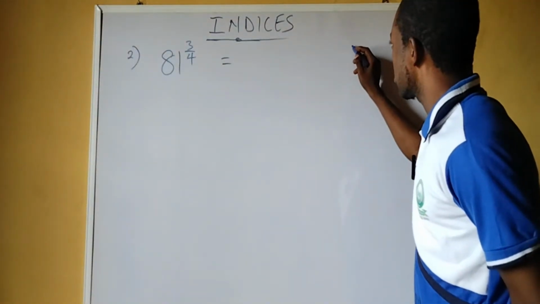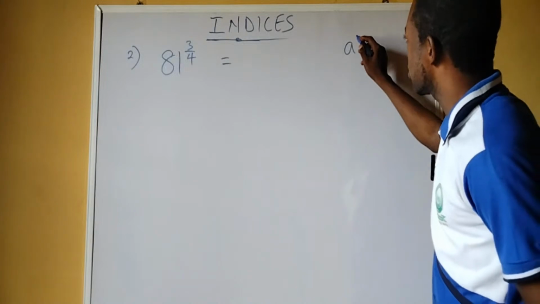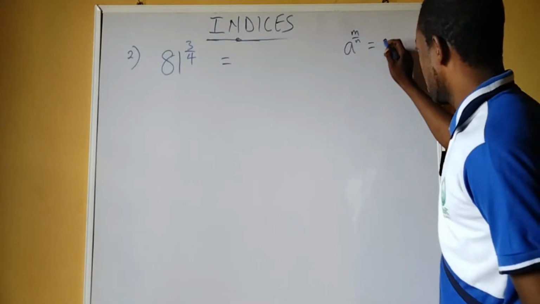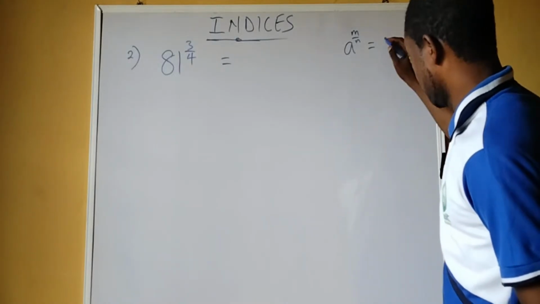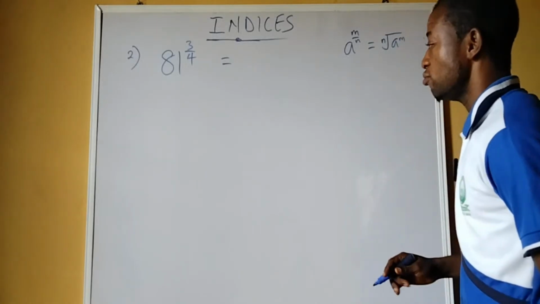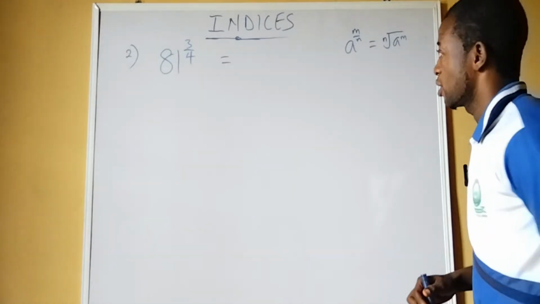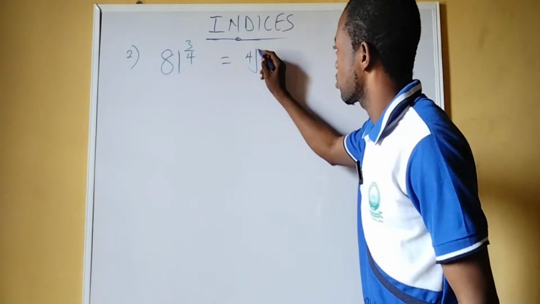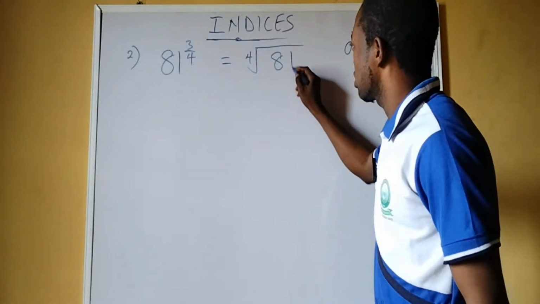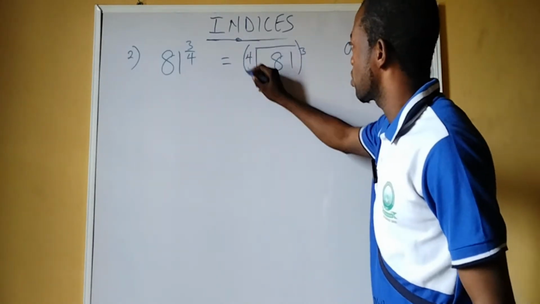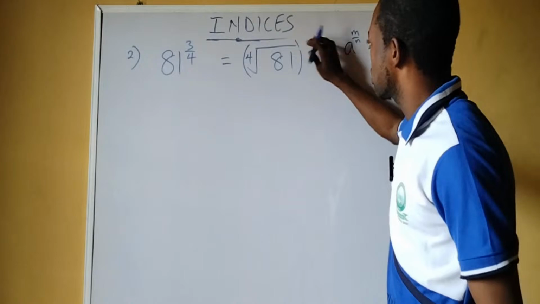First, we can apply the law that states that when we have the fractional index a raised to power m over n, this is the same thing as the nth root of a, raised to power m, which implies here we can say this is the 4th root of 81 raised to power 3. This power, if you like, we can make use of brackets before we put this power. It's the same thing.